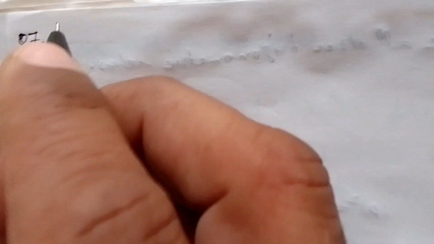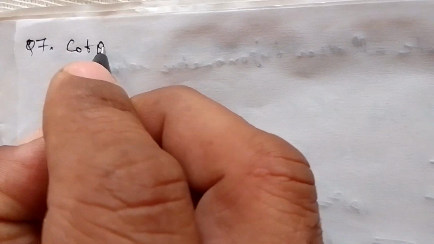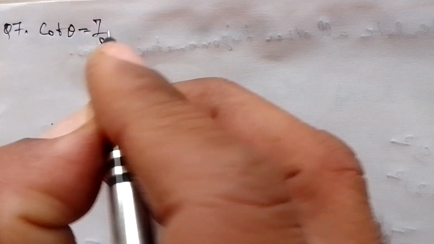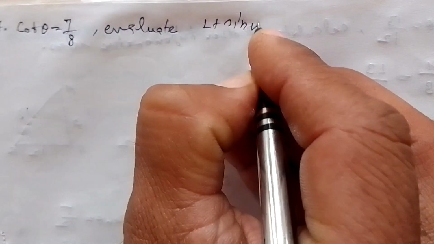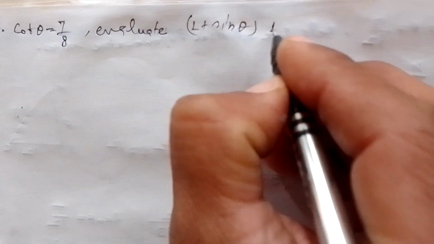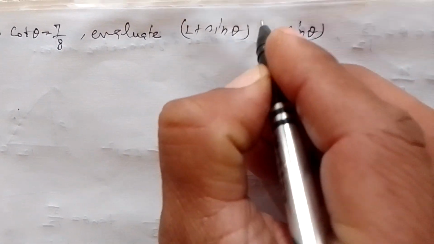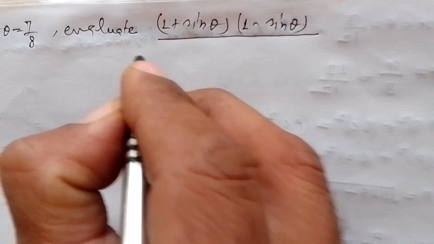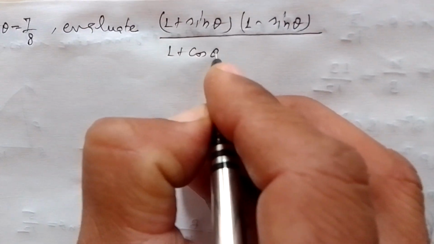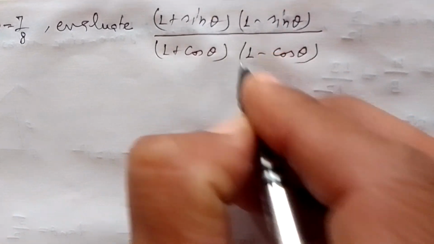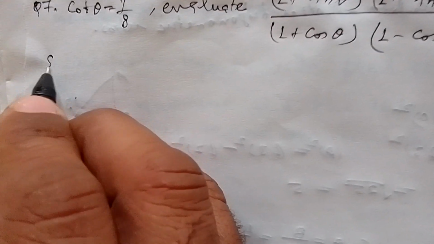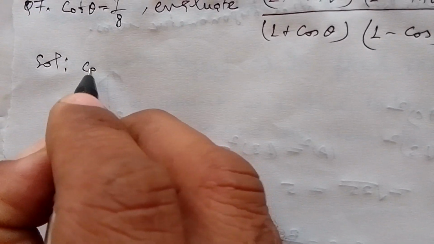Now the question number 7 of this exercise: cot theta is equal to 7 by 8. We have to evaluate (1 plus sin theta)(1 minus sin theta) divided by (1 plus cos theta)(1 minus cos theta).